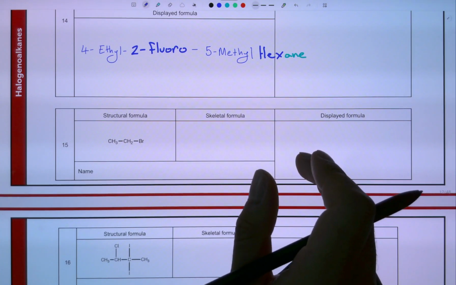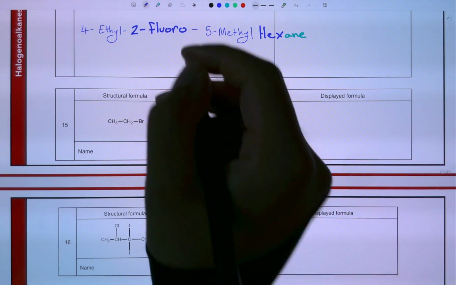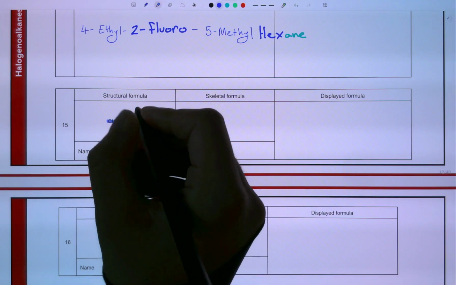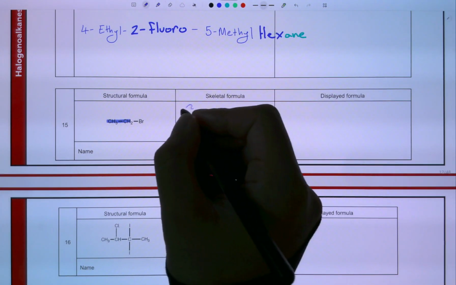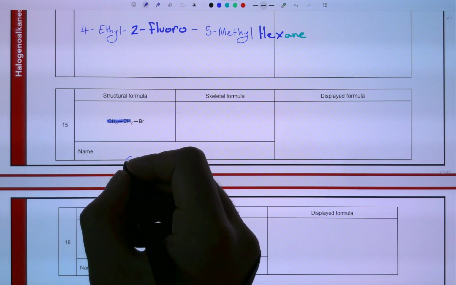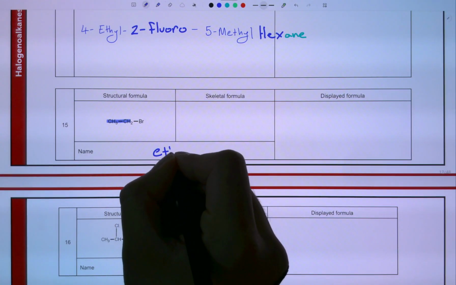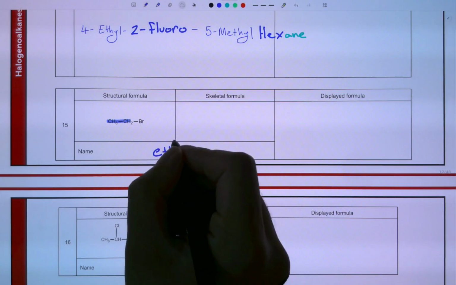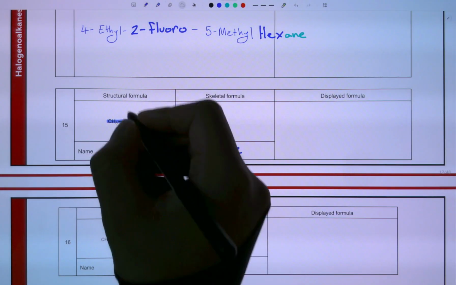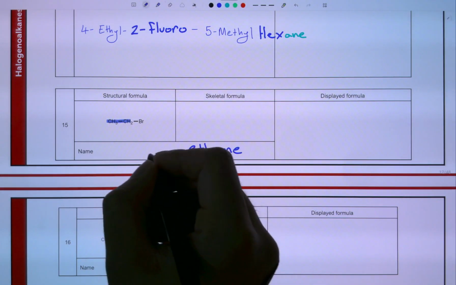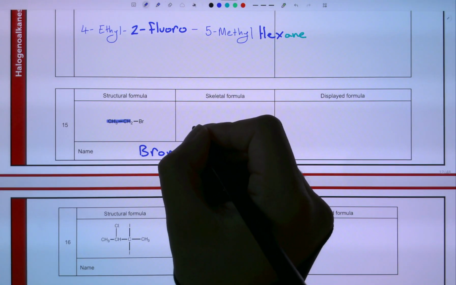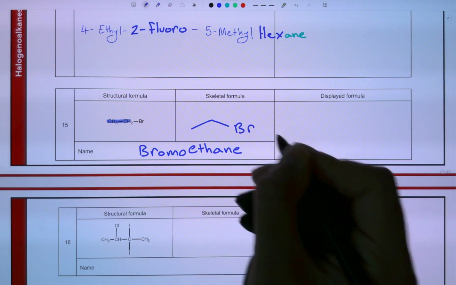The next molecule, we have 2 carbons, so this is eth. We have an alkane, so it's ethane, and at carbon 2 we have a bromine, so it's bromoethane. The skeletal formula would be the following.